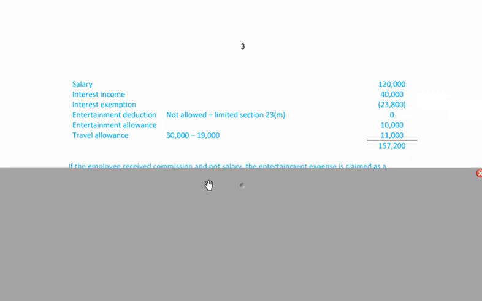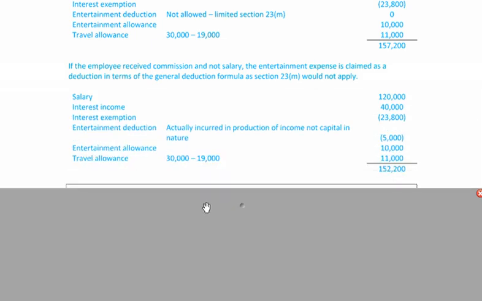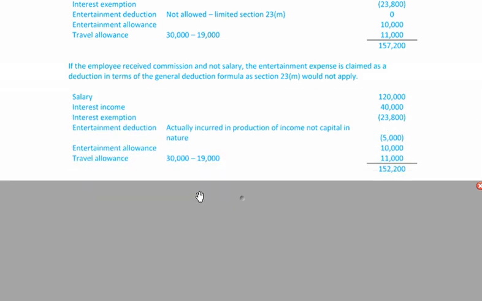Now, it says here, if the employee received commission and not salary, the entertainment expense is claimed as a deduction in terms of the general deduction formula. Section 23M would not apply. So if you don't understand this, you need to go to the chapter on Section 23M on deductions, and it will go through there. However, look at the order that you're going to do things in. First thing you're going to do is salary, interest income, exemption.